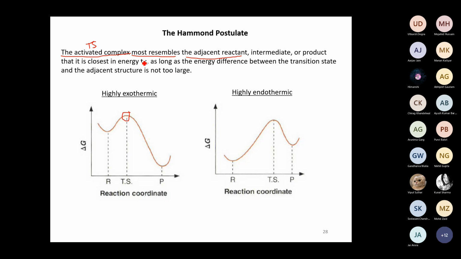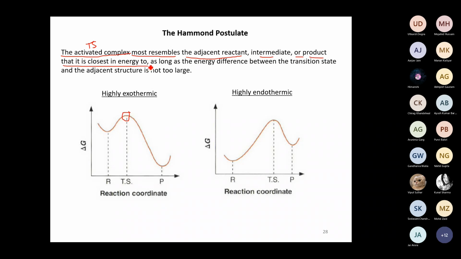So the transition state is similar in structure to the adjacent reactant, intermediate if it is multi-step, or product, whichever is closest in energy. It is telling that the transition state has a similar structure to either the reactant or product, or intermediate if it is a multi-step reaction, if they are very close in energy.